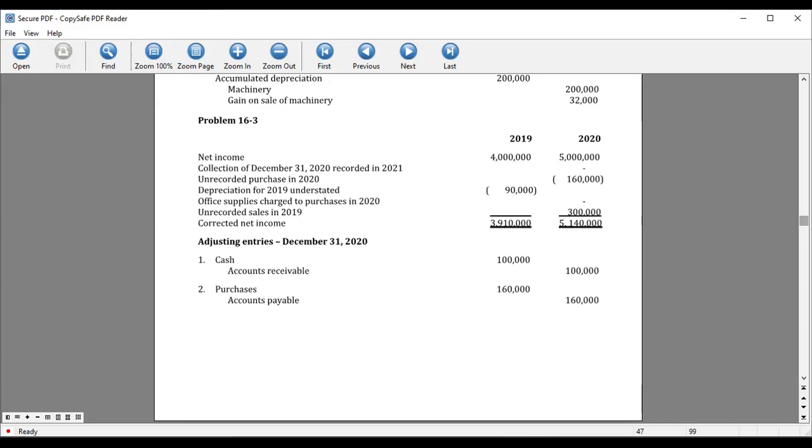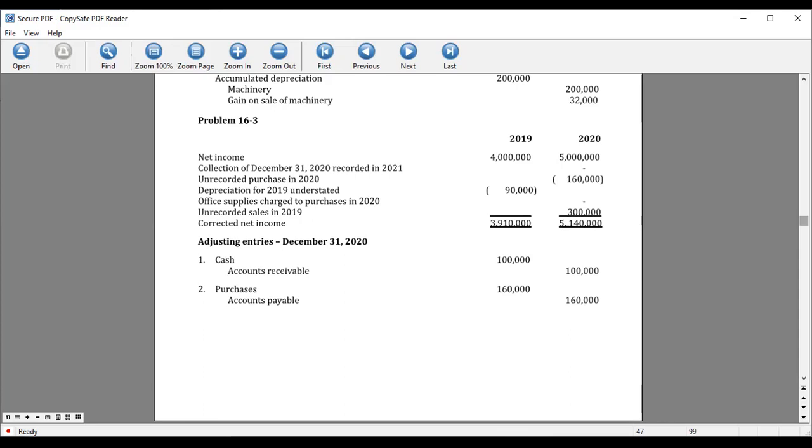Depreciation for 2019 was understated by 90,000. Now this error is non-counterbalancing. Next, in September 2020, a 20,000 invoice for office supplies was charged to purchases. So the entry made by the company was debit purchases and to credit cash. The correct entry is to debit office supplies and credit cash. So the correcting entry is debit office supplies and credit to purchases.